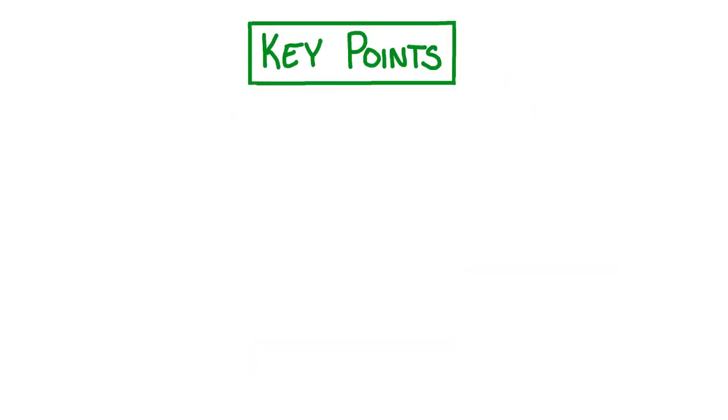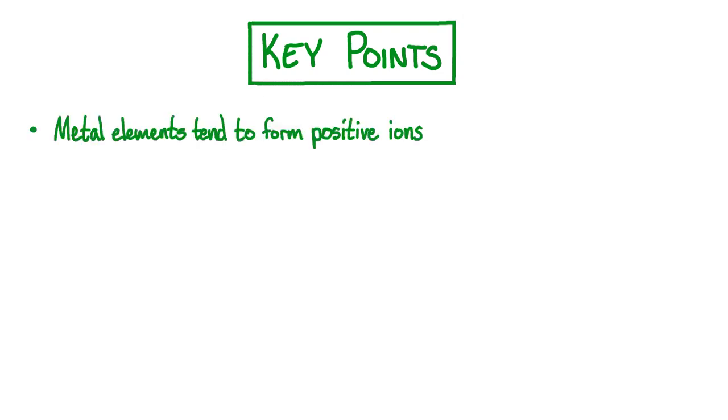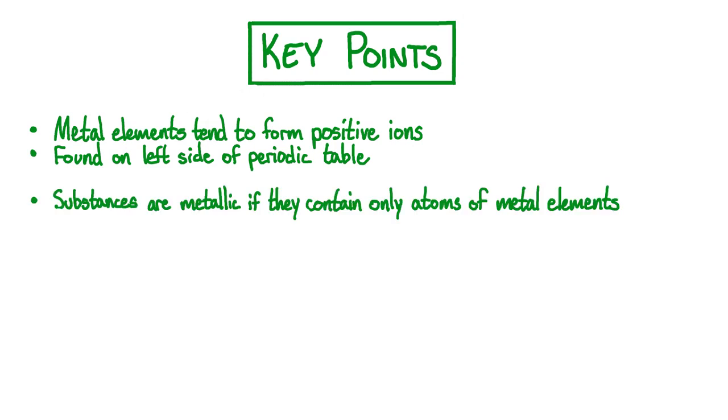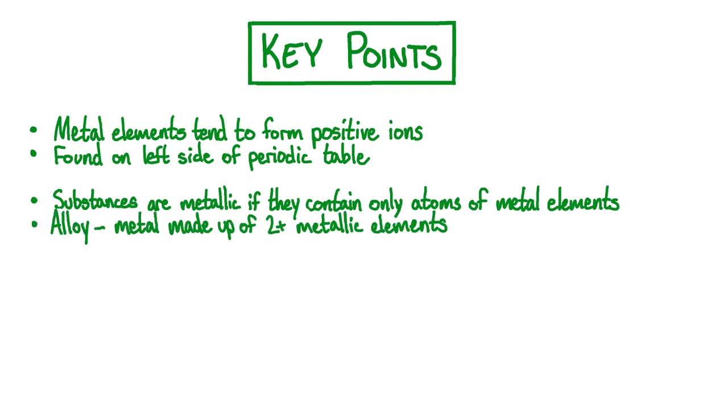Now that we've done some practice, let's review the key points of metallic bonding. Metal elements are the elements that tend to form positive ions. They are found on the left-hand side of the periodic table. Substances are considered metallic if they contain only atoms of metal elements. If a substance is made up of two or more metallic elements, we call that substance an alloy.